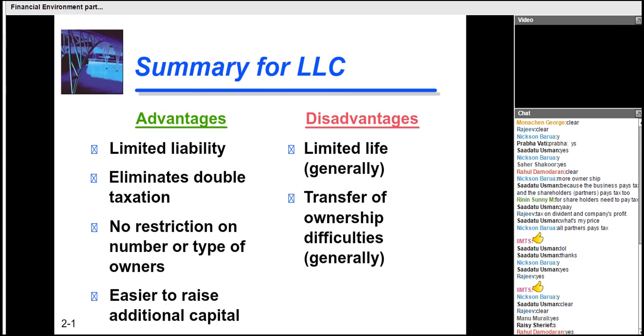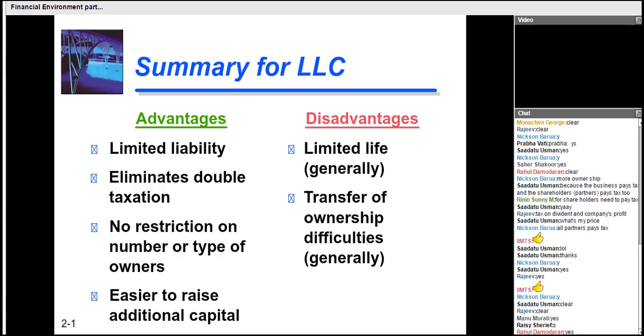These are the advantages and disadvantages for LLCs, limited liability companies. What are the advantages? I told you, limited liability, as in the corporation world, the liabilities are limited. It eliminates double taxation. There is no restriction on the number or type of owners, so you can have two owners, you can have 50 owners, as many as you want. It is also easier to raise additional capital because you have more owners.